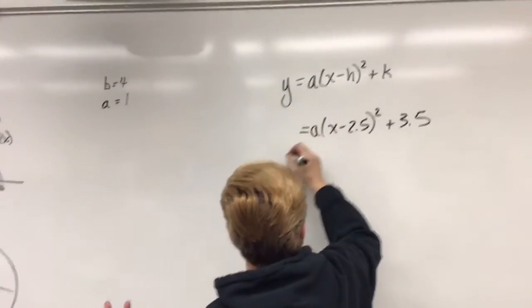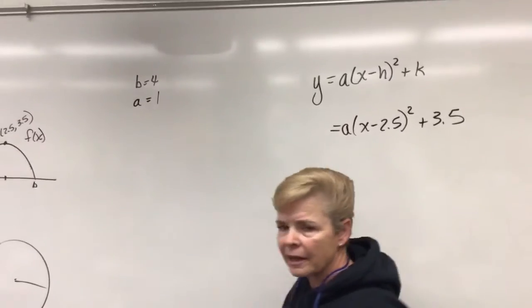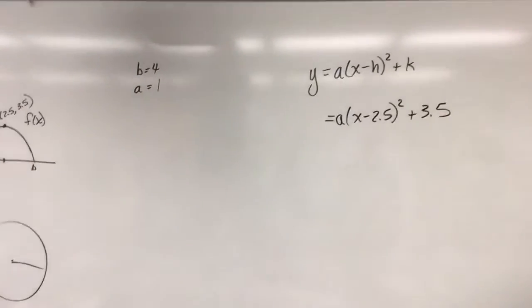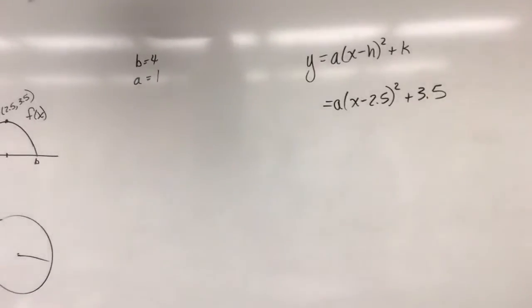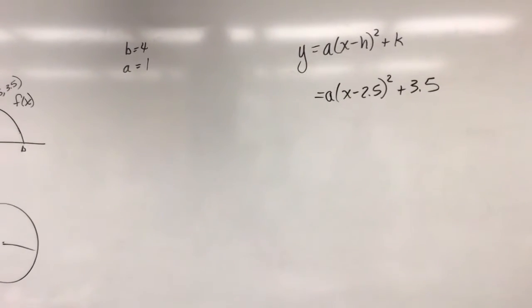I need an A and a y. Well, I need an A. Our A's not y. It's a different A. Those aren't the same thing. How are we going to find that A?